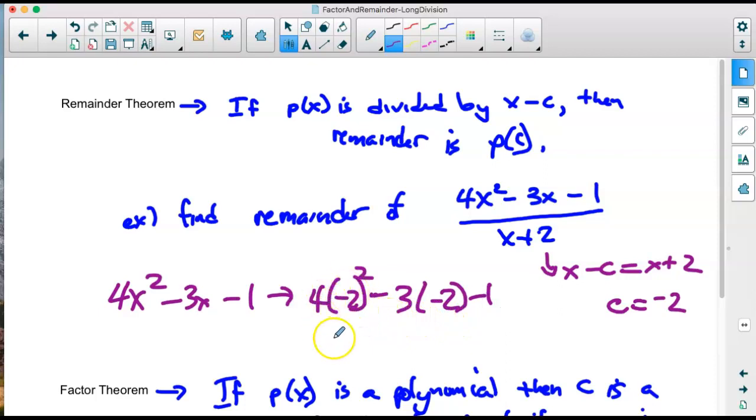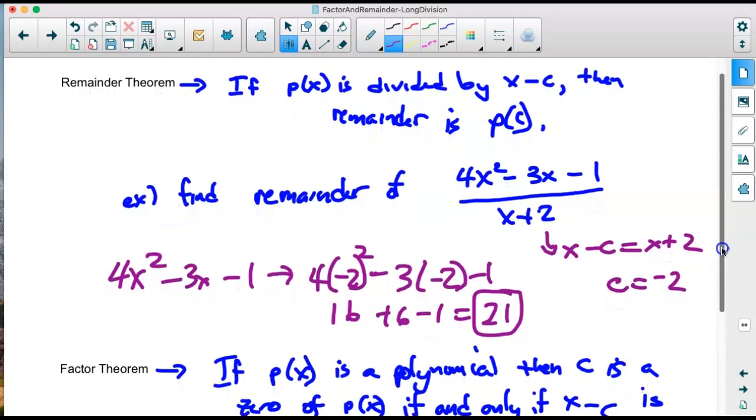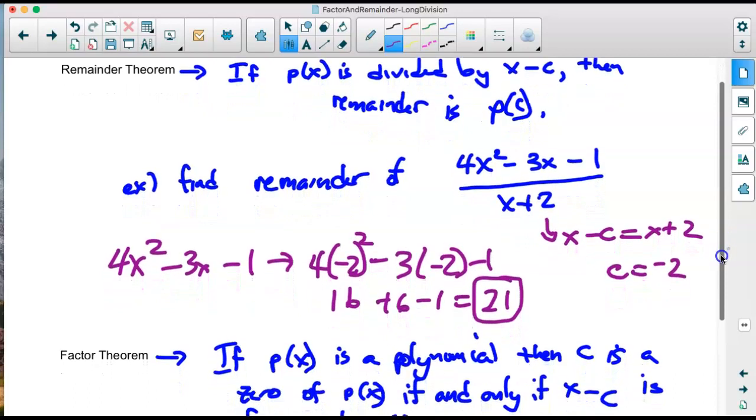So this is 16 plus 6 minus 1, so 22 minus 1, 21, is our remainder in this problem. Okay, so the remainder of this is 21. All we had to do is figure out what c was and plug it into the part that we're dividing into. Okay, so that's helpful, so we don't have to do long division.